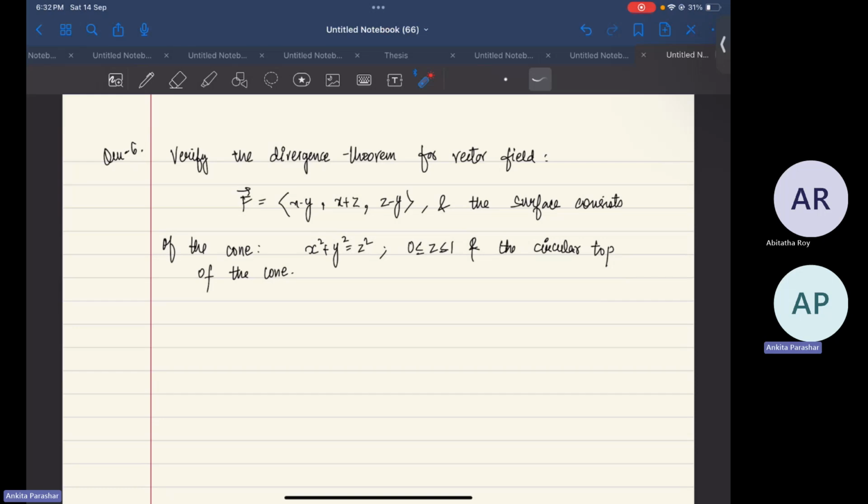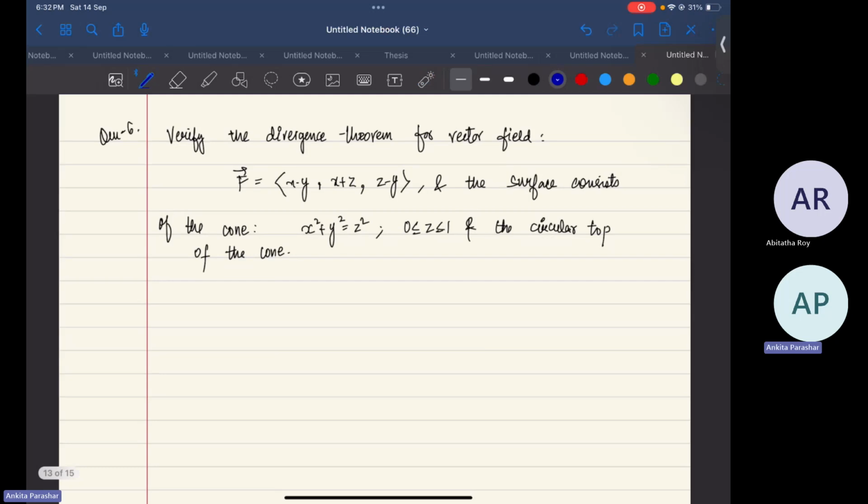At the top of the cone, radius 1. So at the top we have this one radius circle, and we want to include the surface by including the top of the cone also. Okay. Let's just verify this divergence theorem.